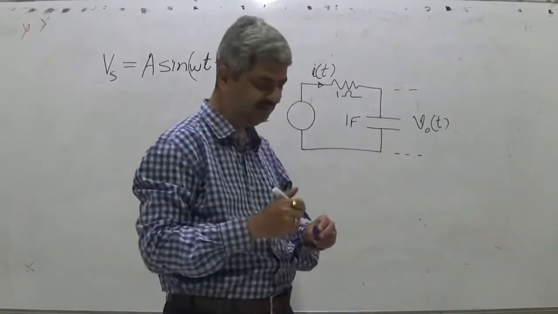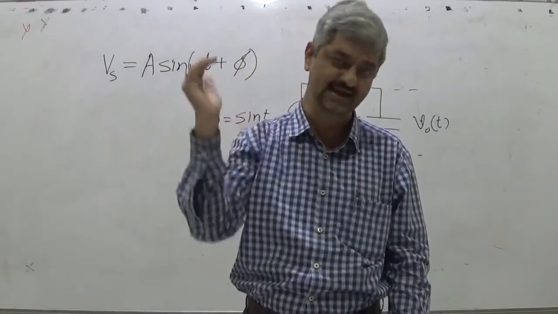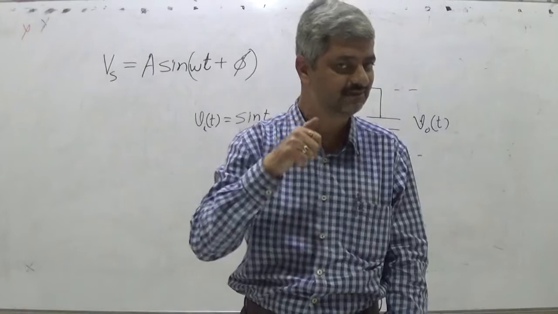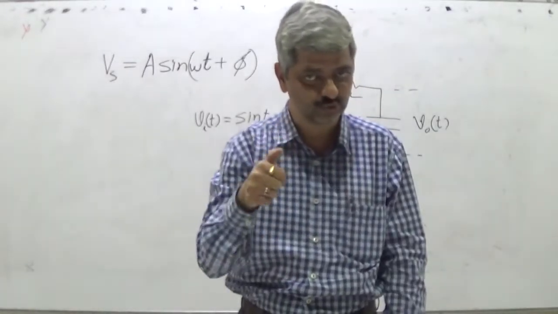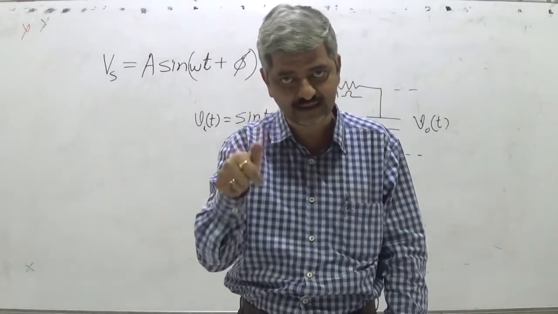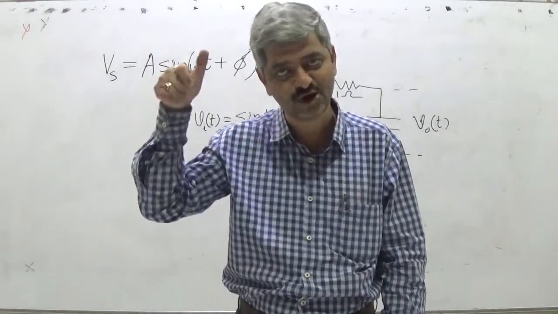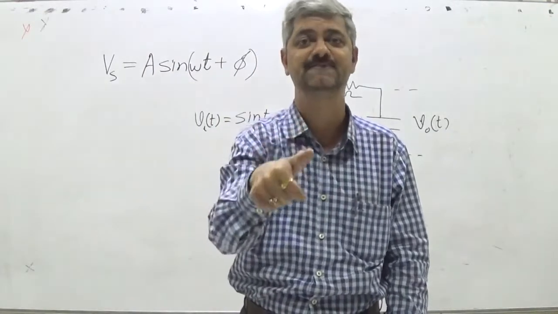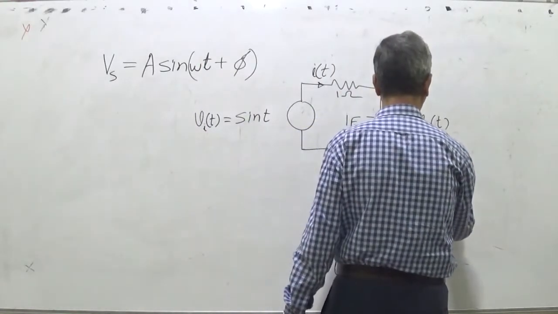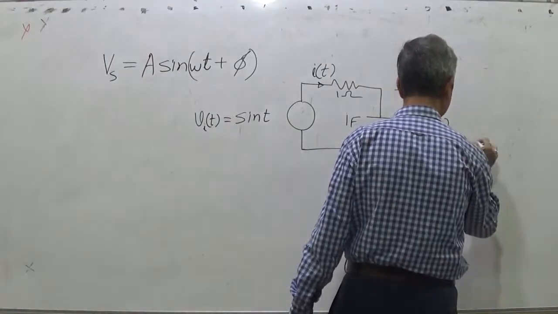I again repeat, finding Vout is not so easy directly, but we assume Vout, and in the assumption we are taking help of something told to you: everything in a circuit which consists of R, L and C, or any of them, to which a sinusoidal input is applied, is a sinusoid of the same frequency, different amplitude, different phase. So I can assume this as A sin(omega t plus phi), with omega as 1, that is A sin(t plus phi).